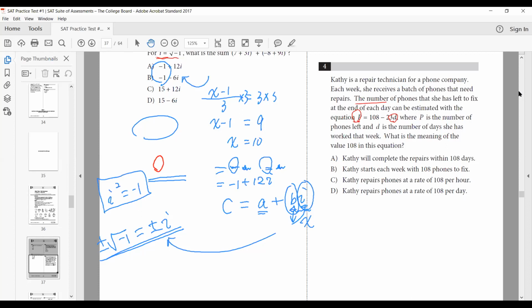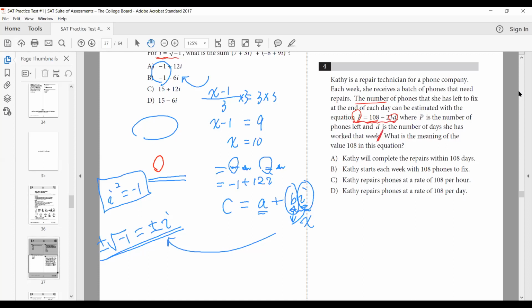So initially they have 108 phones. It means that at the beginning of the first day, you have 108 phones left, right? So if 1 day passes, she fixed 23 phones and the rest are left, right? That's the basic information we got from this right now.